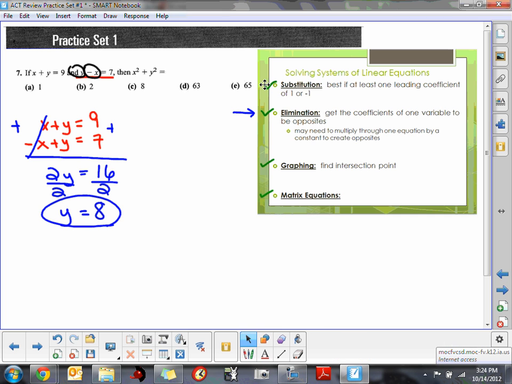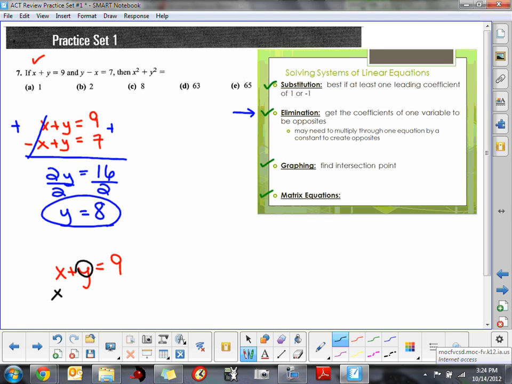After we know what our value of y is, then we go back up into either one of our original equations. I'm going to prefer to work with x plus y equals 9. That's my choice. Again, I'm going to substitute what I know y is equal to. We just got done stating that y had to equal 8. So if I solve this for x, subtract 8 from both sides, x is 1.